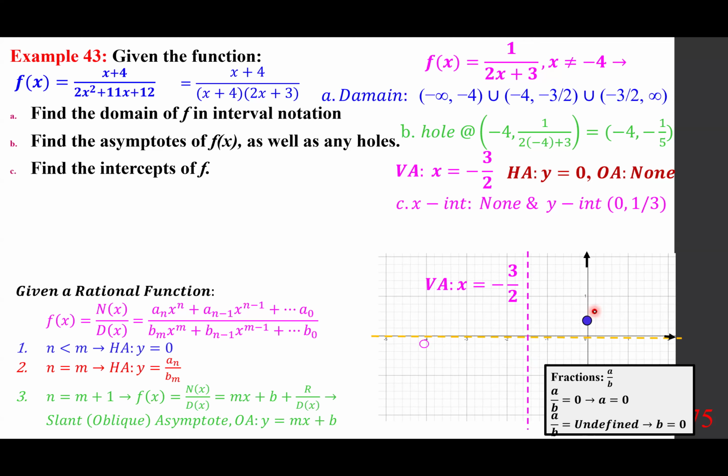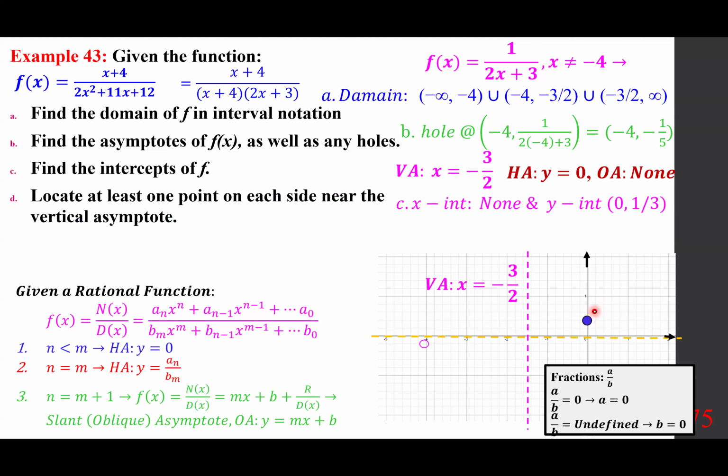Now, locate at least one point on each side near the vertical asymptote. And to do so, class, the idea is that here's the vertical asymptote. On this side, actually, you should know the graph looks like that, even if you don't locate it. But on this side, is it like so or like so? Actually, the hole indicates it should be like so. So let's go with easy points.